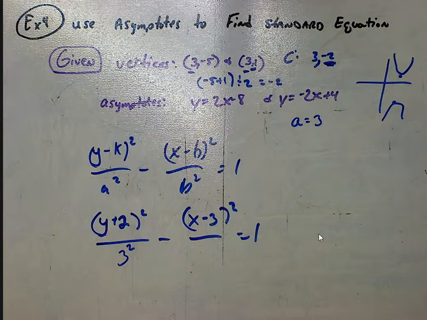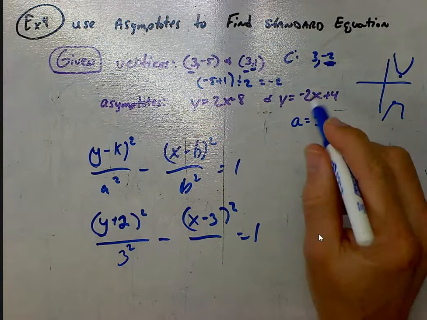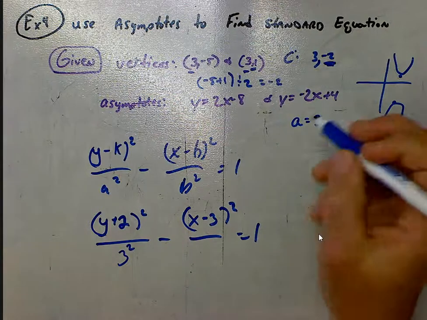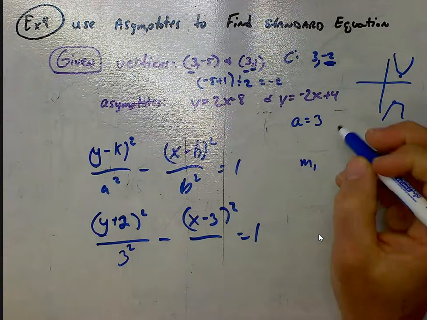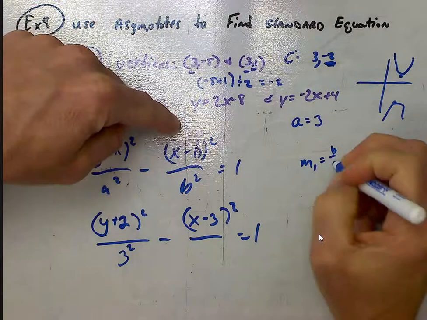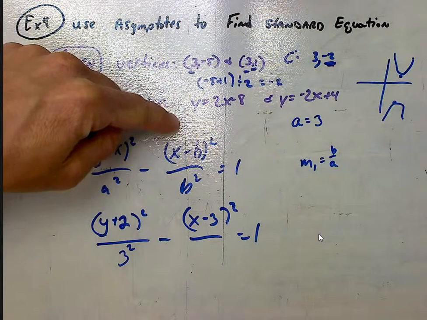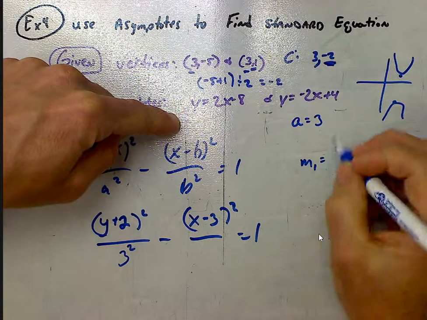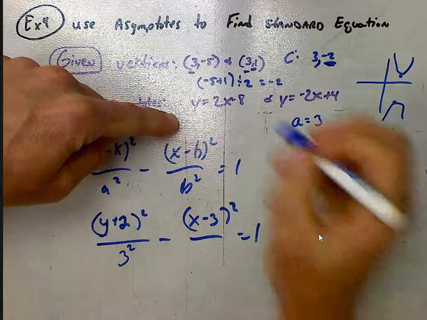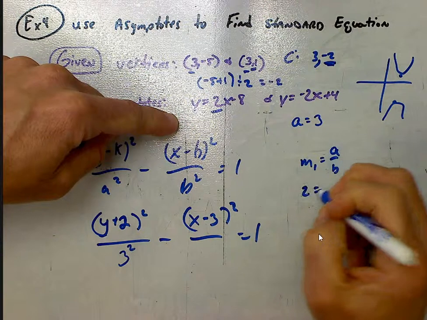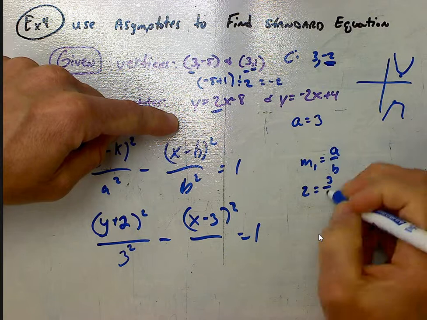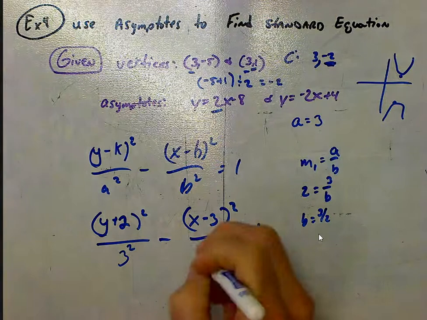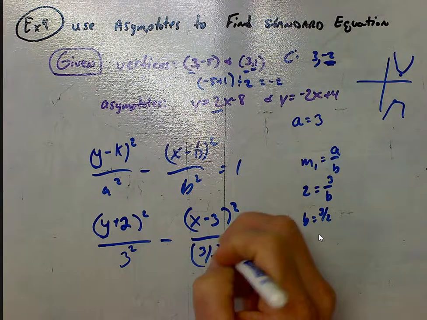Now I'm going to use the idea of the asymptote here. The idea that for my asymptote, the slope of this first line is going to be b over a. Sorry, the slope is going to be a over b. So the slope, which is 2, is equal to 3 over the b we don't know. Solve for b, turns out to be 3/2. And so I put 3/2 quantity squared there, and there's the standard form of the equation.